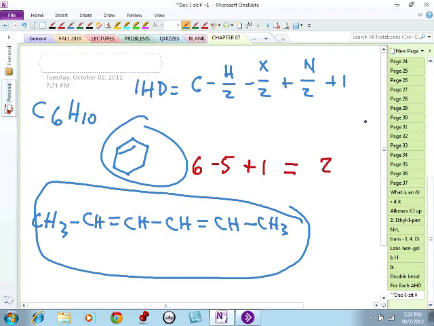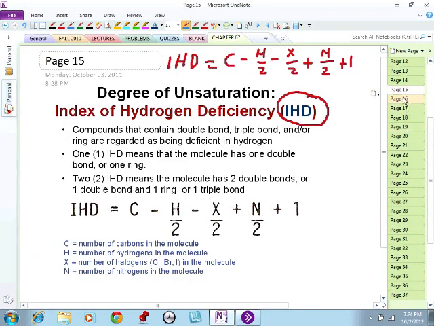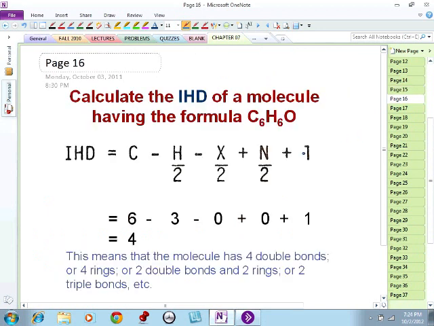Okay. Now, let us finish this here. We are almost done. So this is just using this formula to determine the IHD, and that is 4. Okay, you have an IHD of 4. So what does that tell you about this molecule? If you have 4 double bonds or a combination of rings and double bonds, that's left to you. But I will give you additional information.